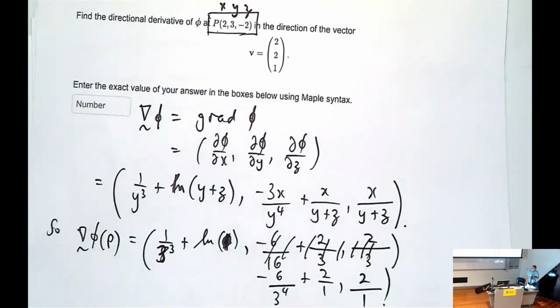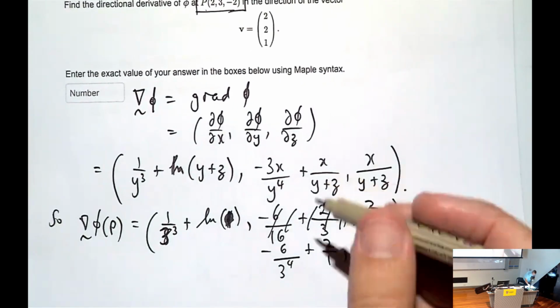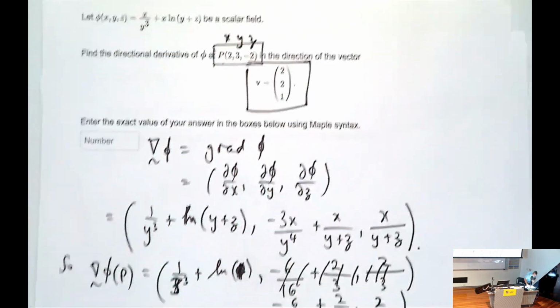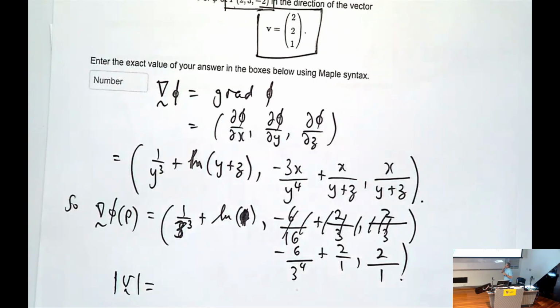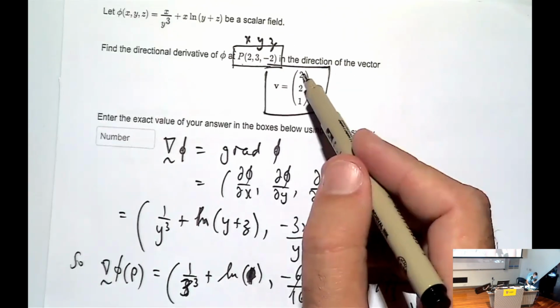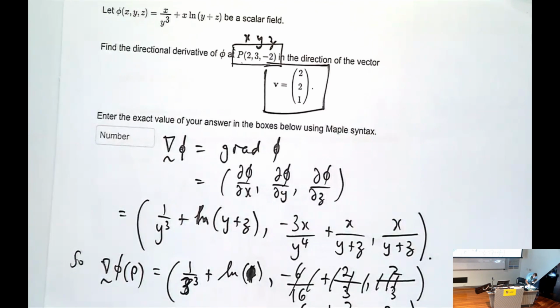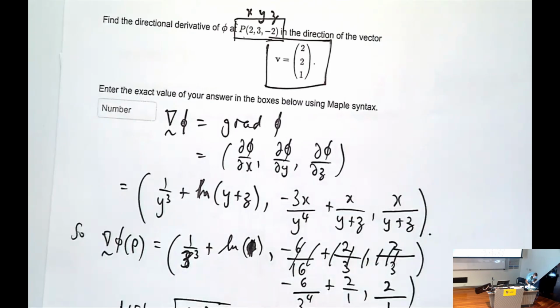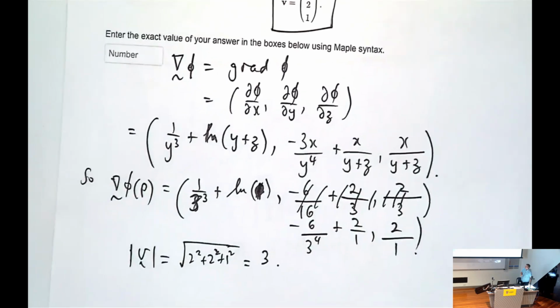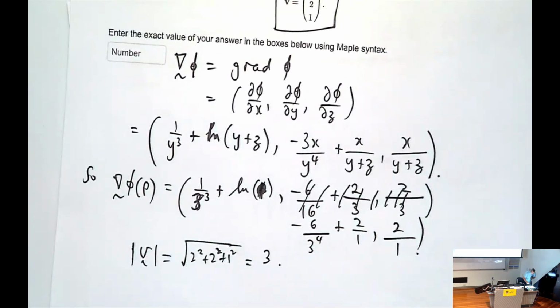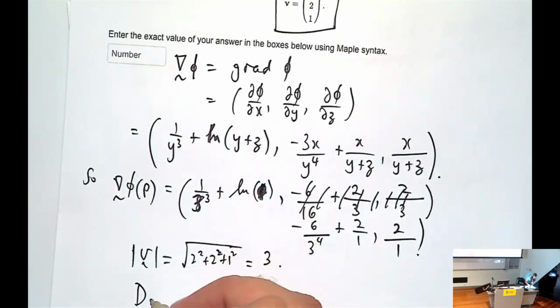All right, thanks folks. Okay, so onto the vector v. Length. To get the length we square the components and sum them: 2 squared plus 2 squared plus 1 squared. Okay, so root 9. Now, what's our directional derivative going to be?